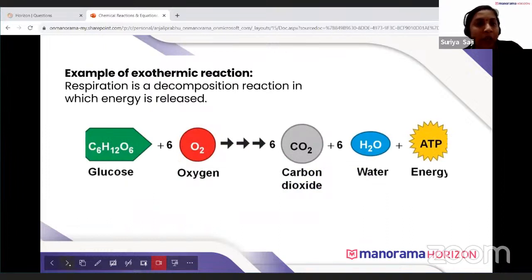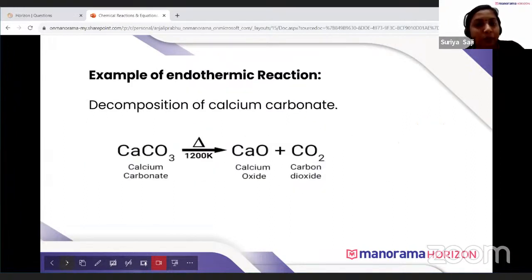Then here we have an example of an exothermic reaction. Glucose reacts with oxygen to form carbon dioxide, water, and energy. So this is the basic reaction that happens in our body for the formation of energy, ATP synthesis. Okay. So what will happen? A lot of energy is released. So such kinds of reactions are known as exothermic reactions.